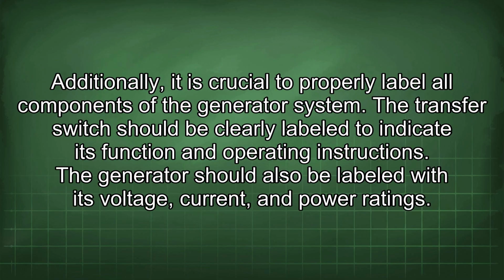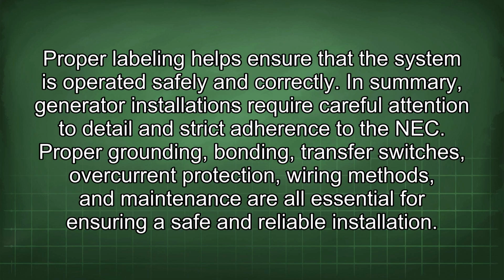Additionally, it is crucial to properly label all components of the generator system. The transfer switch should be clearly labeled to indicate its function and operating instructions. The generator should also be labeled with its voltage, current, and power ratings. Proper labeling helps ensure that the system is operated safely and correctly.